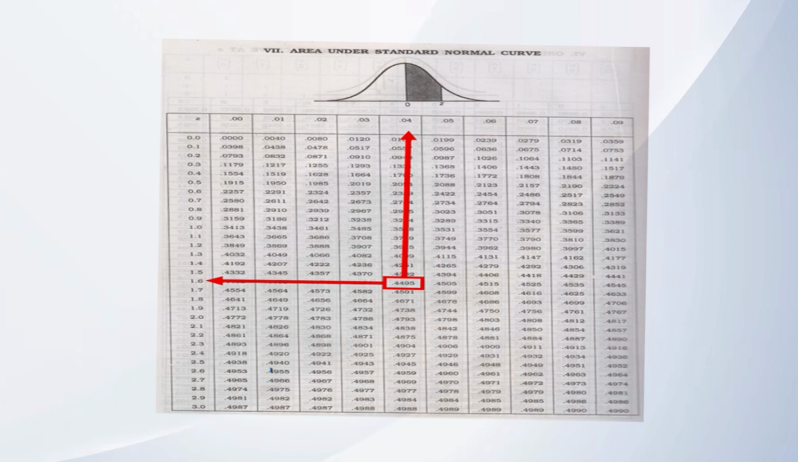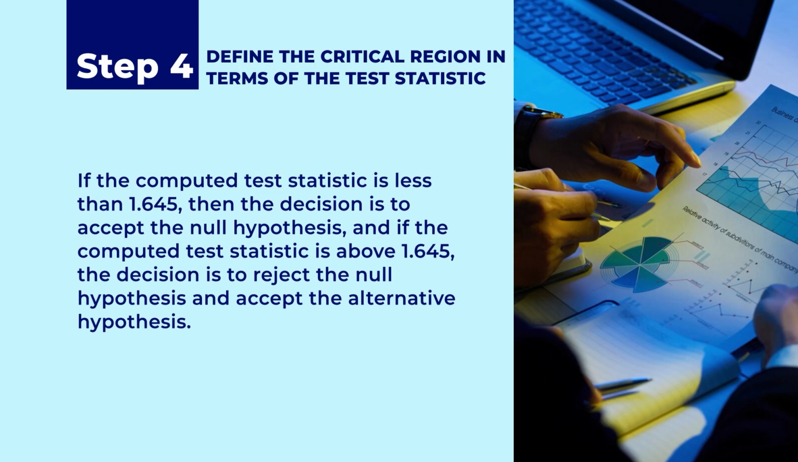You can see from the figure that the Z value of 1.645 is a critical value that separates the area under the normal distribution curve into the acceptance and rejection regions. If the computed test statistic is less than 1.645, then the decision is to accept the null hypothesis, and if the computed test statistic is above 1.645, the decision is to reject the null hypothesis and accept the alternative hypothesis.